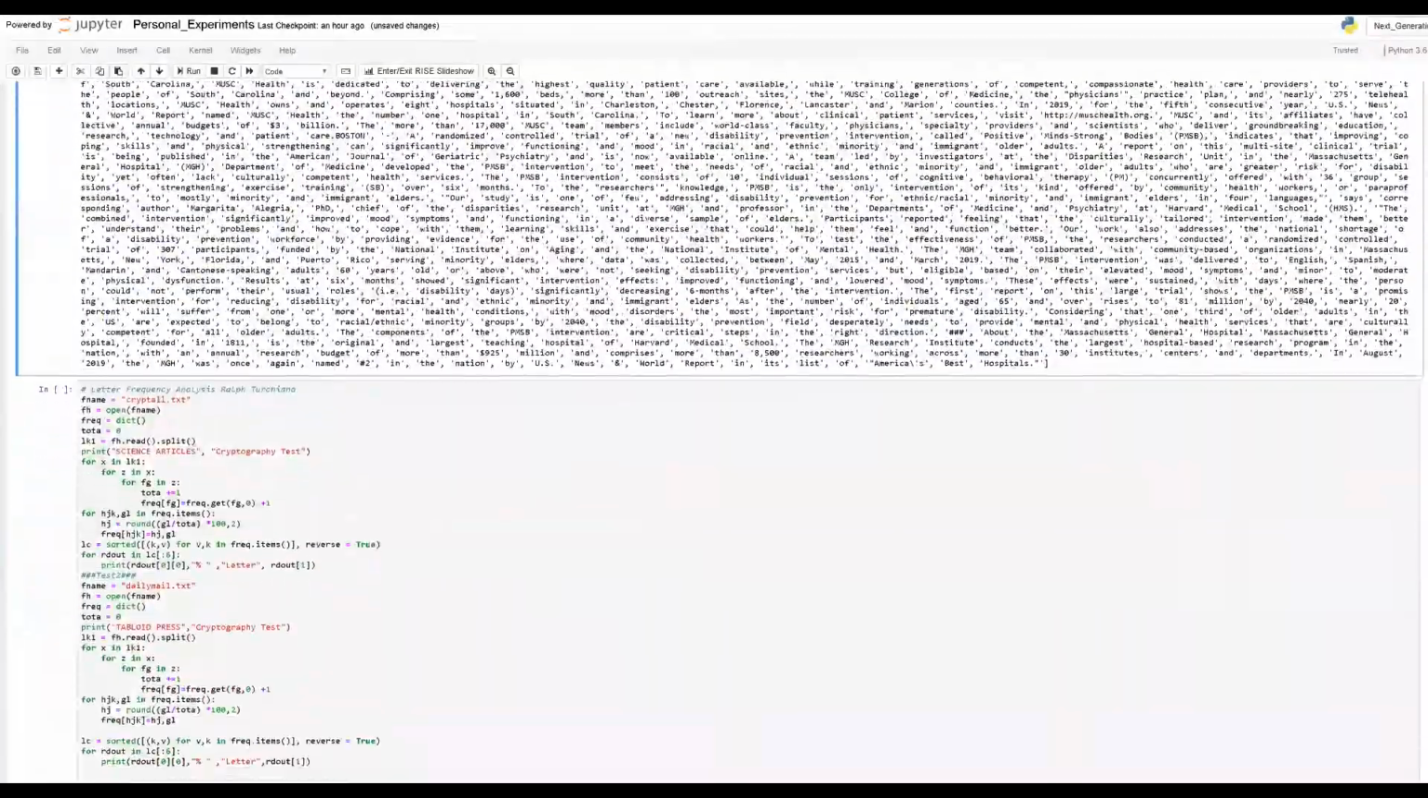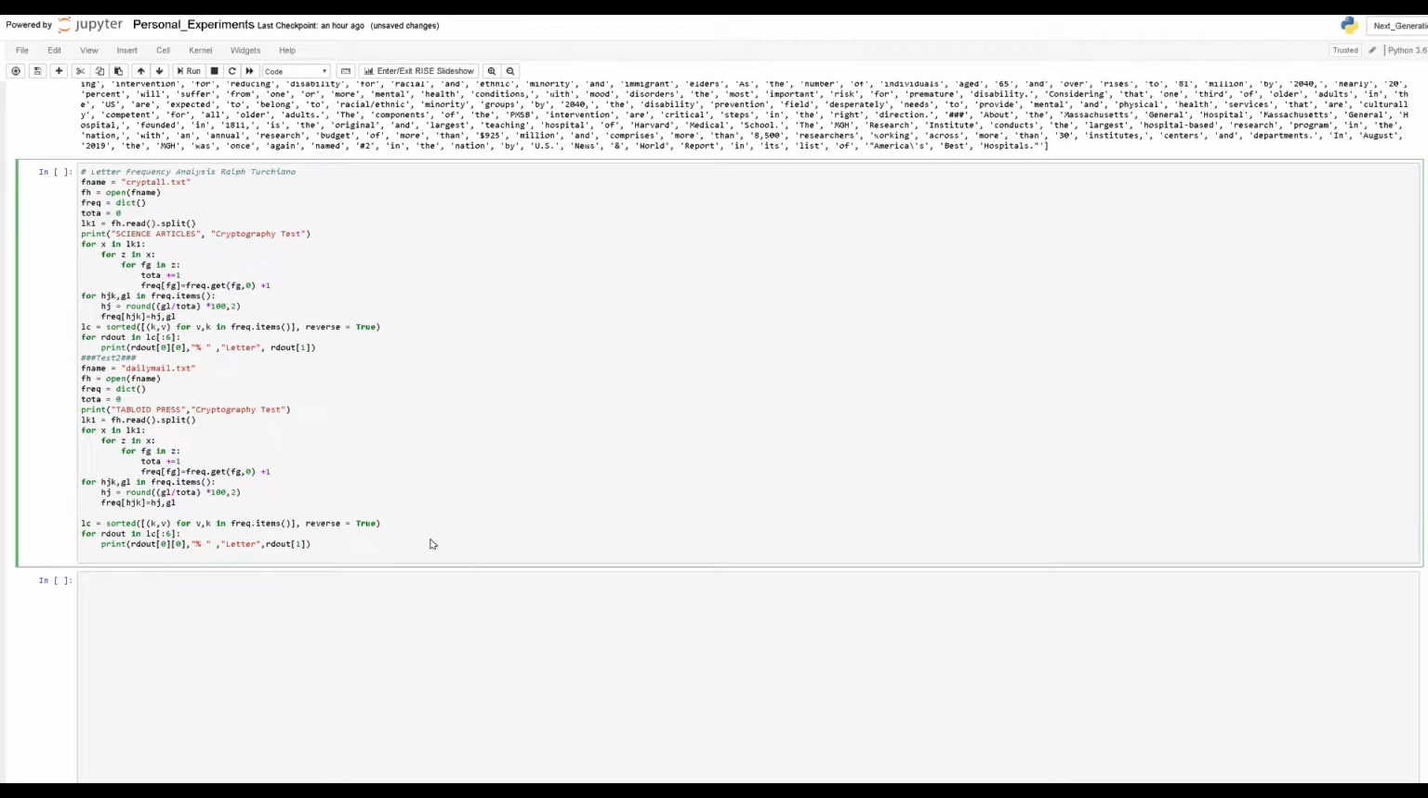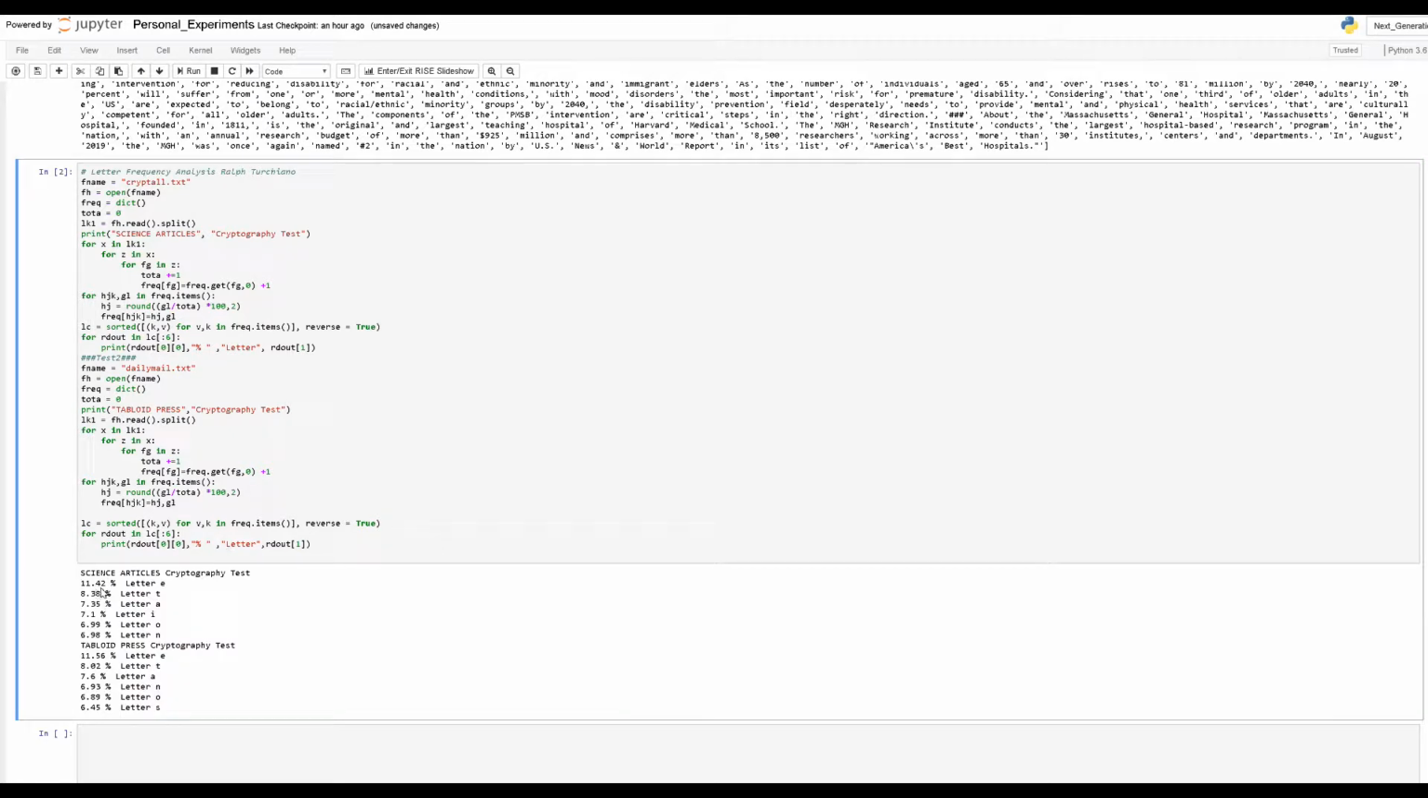Now what we're going to do is iterate through all these letters, put them in a dictionary, actually then convert them to a tuple, and basically sort by the value. And what we have here is the letter frequency. See, the science articles right there and the tabloid articles, pretty similar in the letter frequency itself.